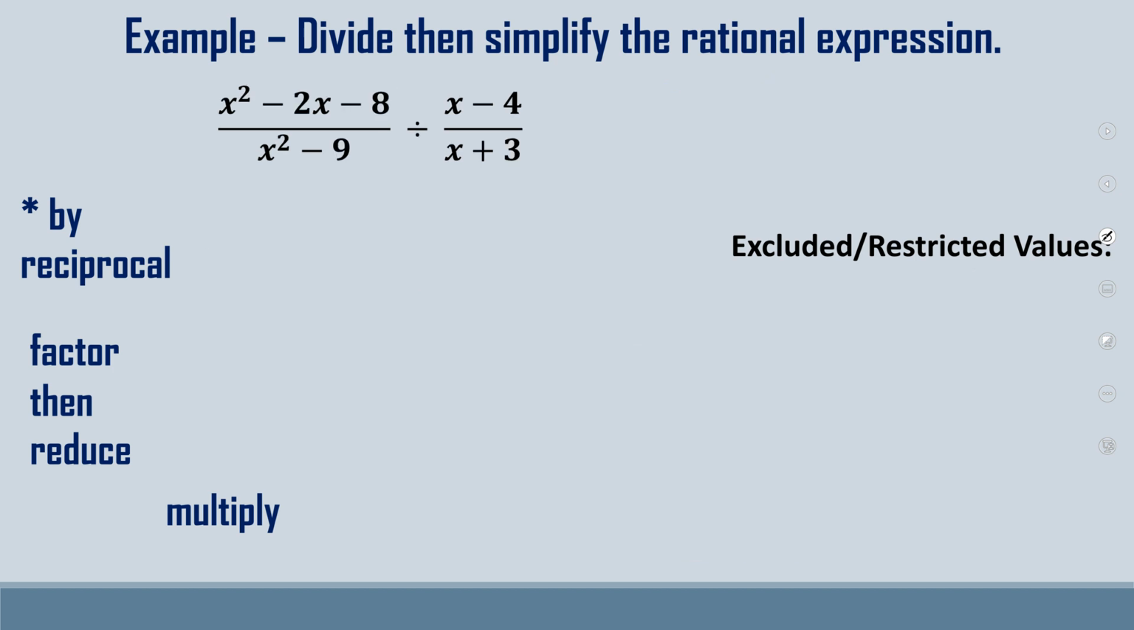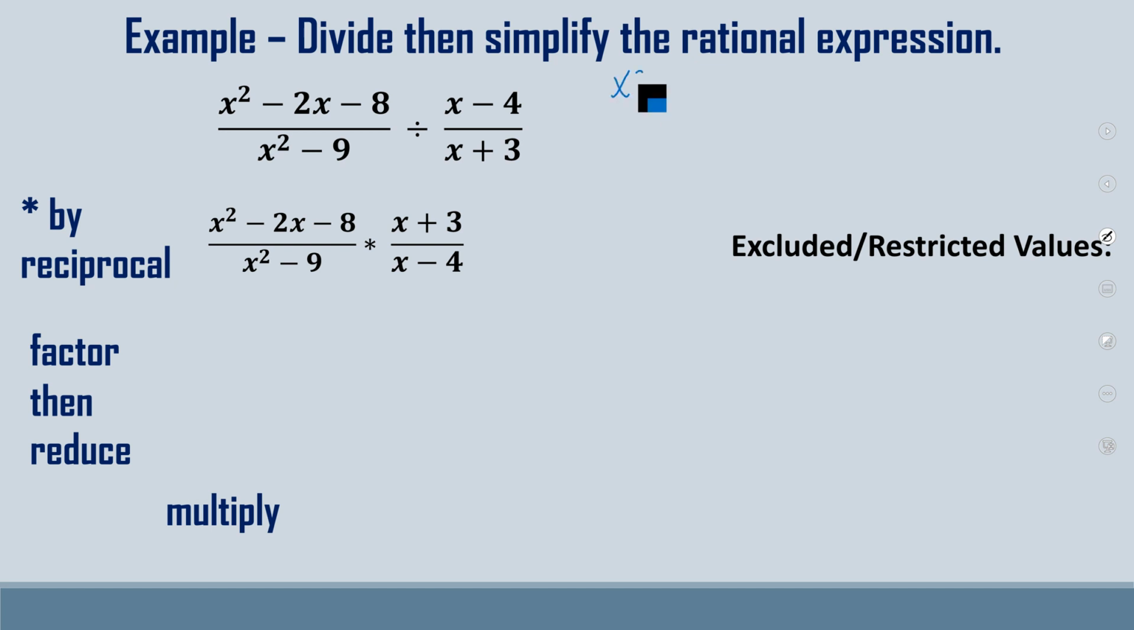Second example, x squared minus 2x minus 8 over x squared minus 9 divided by, the last term is pretty easy, x minus 4 over x plus 3. Okay, first step, multiply by the reciprocal. Flip that second fraction upside down on its head. Now go through and factor.